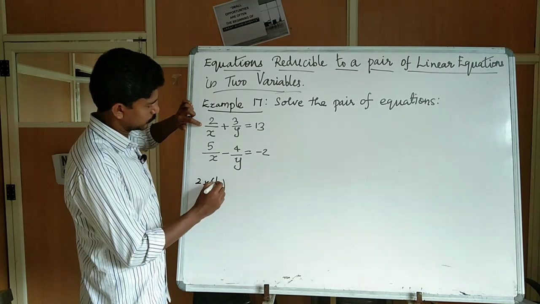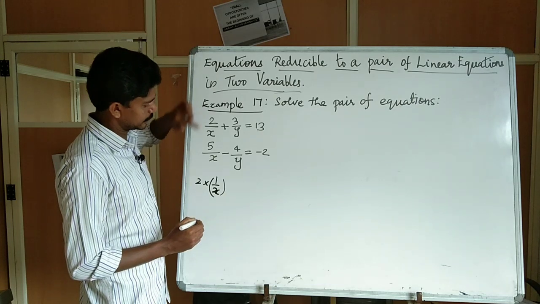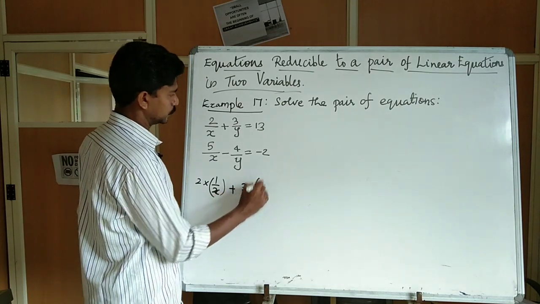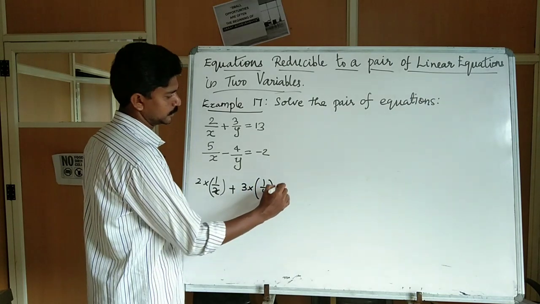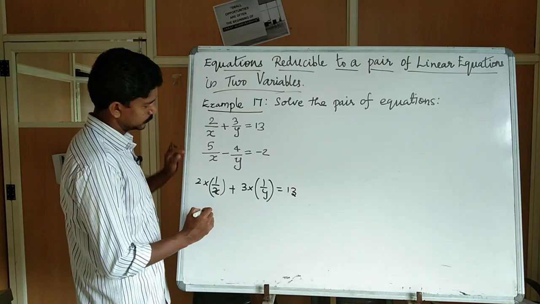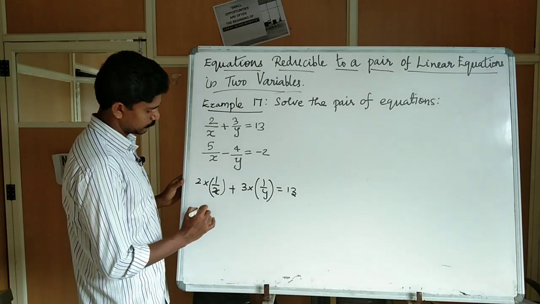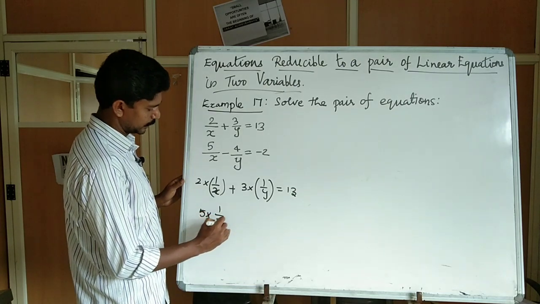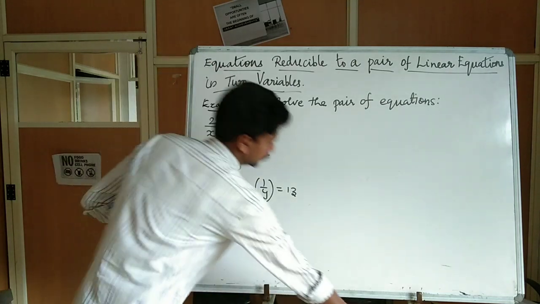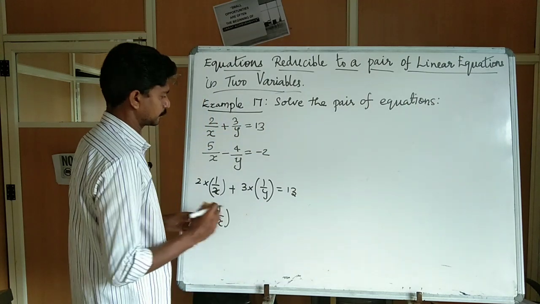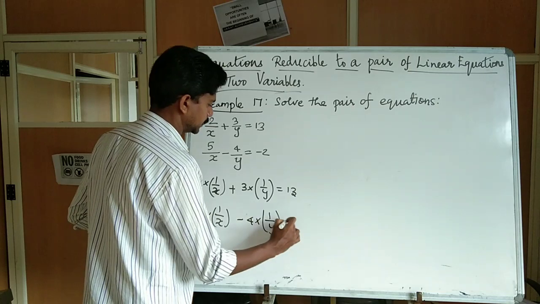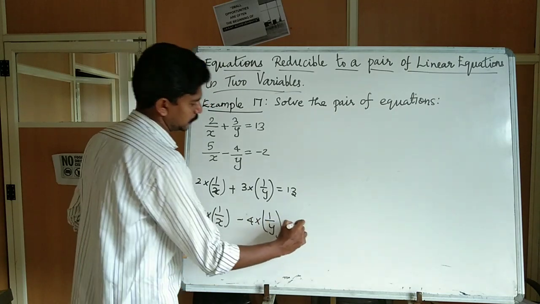So 2 into 1 is 2. So the same as these two are same, plus 3 into 1 by y is equal to 13. Same way the second one also. So we can change this as 5 into 1 by x, minus 4 into 1 by y is equal to minus 2.